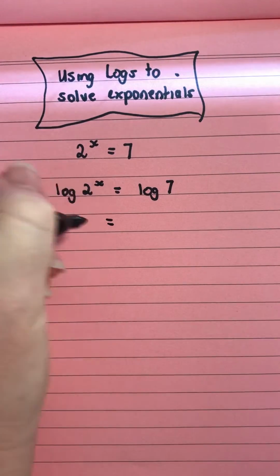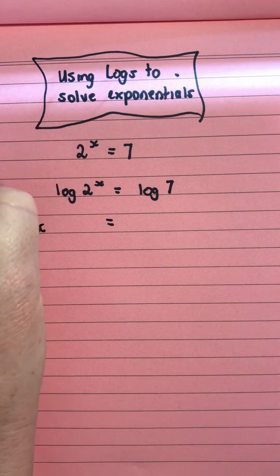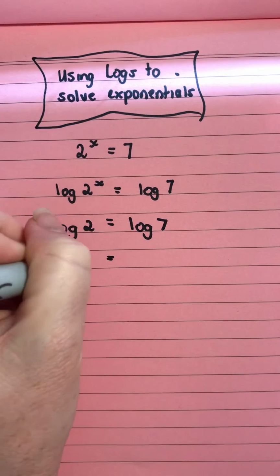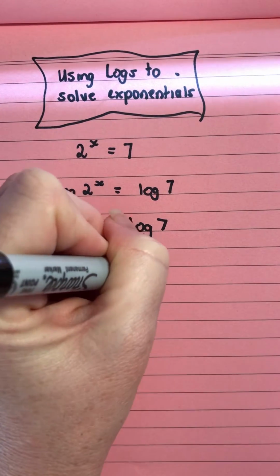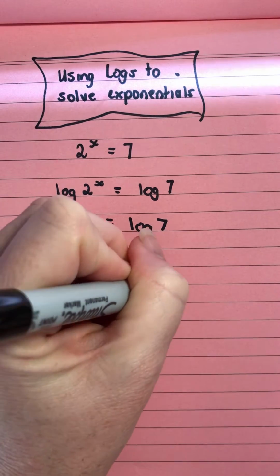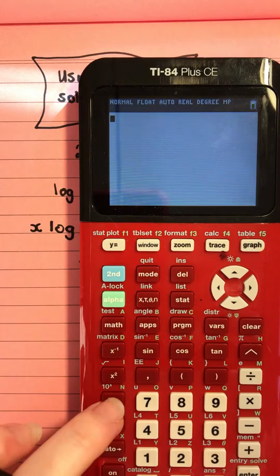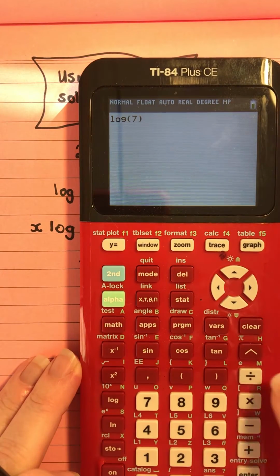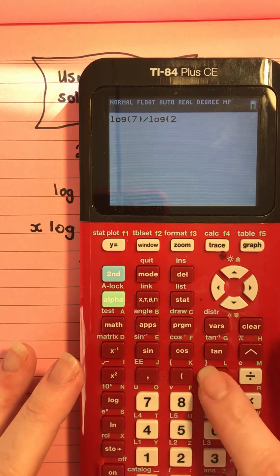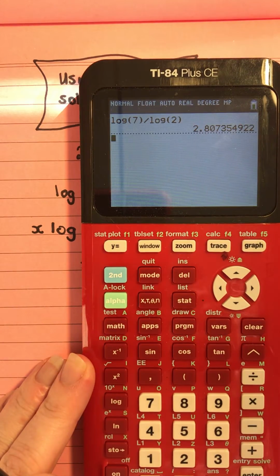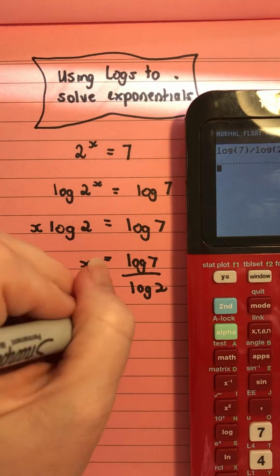And then we're able to bring that x down the front using our log laws. Then we're able to get the x on its own by doing log 7 over log 2. Then we're grabbing our calculators and we're going to use our log button here, log 7 divided by log 2. Don't forget to put that end bracket on there. And then we get 2.807.